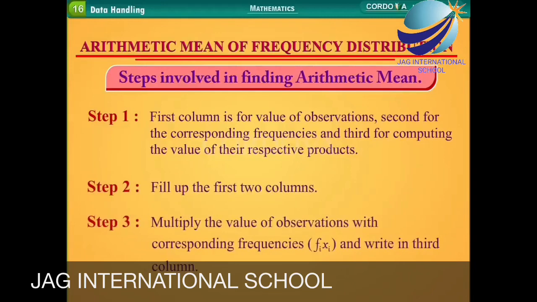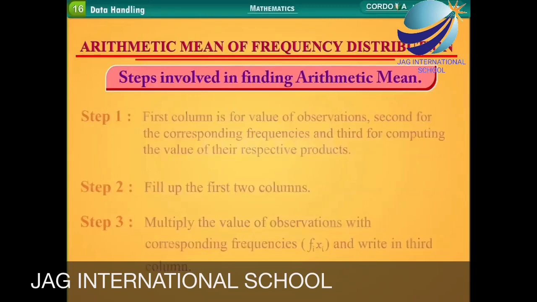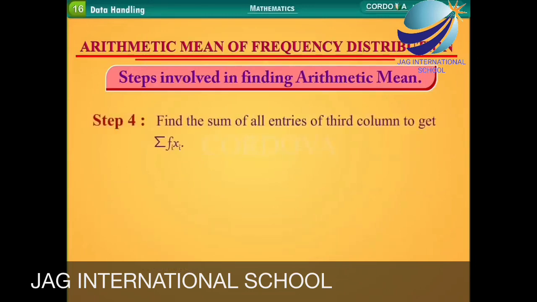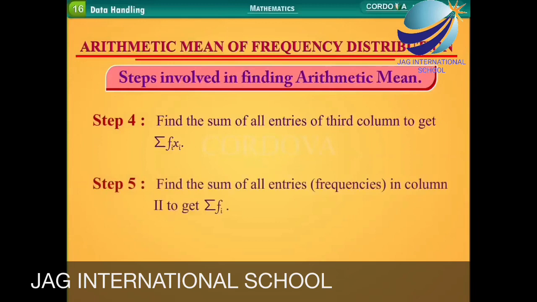Step 3. Multiply the value of observations with corresponding frequencies, fi xi, and write in the third column. Step 4. Find the sum of all entries of the third column to get sigma fi xi. Step 5. Find the sum of all frequencies in column 2 to get sigma fi. Step 6. Apply the formula AM is equal to sigma fi xi upon sigma fi.